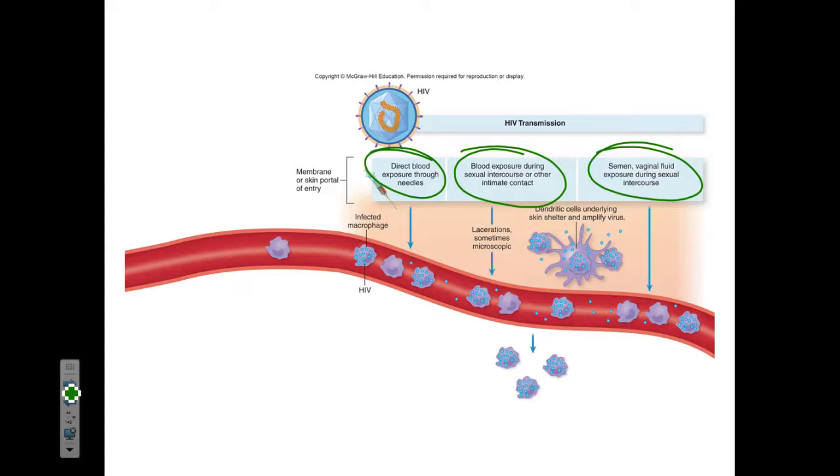Once that virus gets into the body, it can directly infect a macrophage within the bloodstream, or if it's going to be associated with the skin or a mucous membrane, it will infect an antigen-presenting cell, and then that antigen-presenting cell can get the virion particle into the bloodstream. And once that virion particle gets into the bloodstream, it can start actively infecting and reproducing within the leukocytes of our body.